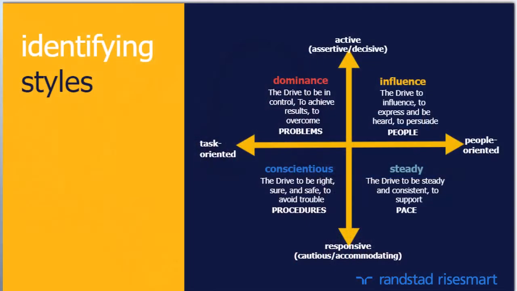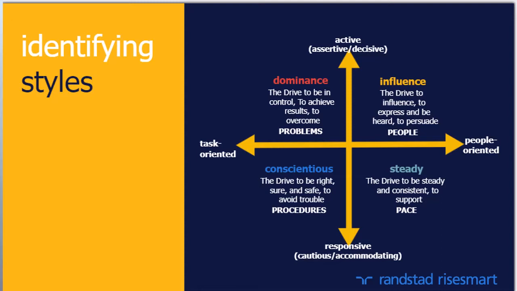According to the DiSC principles, each person is made up of all four styles. Yet there tends to be two styles that present themselves as the strongest and that greatly influence how the person comes across to others and how they prefer to be communicated with. A person with a dominant style would be active and task-oriented. They're motivated to achieve results and overcome problems. A person who has a drive to influence others will also be active, yet they are much more people-oriented. They want to express ideas, feel heard, and persuade people.